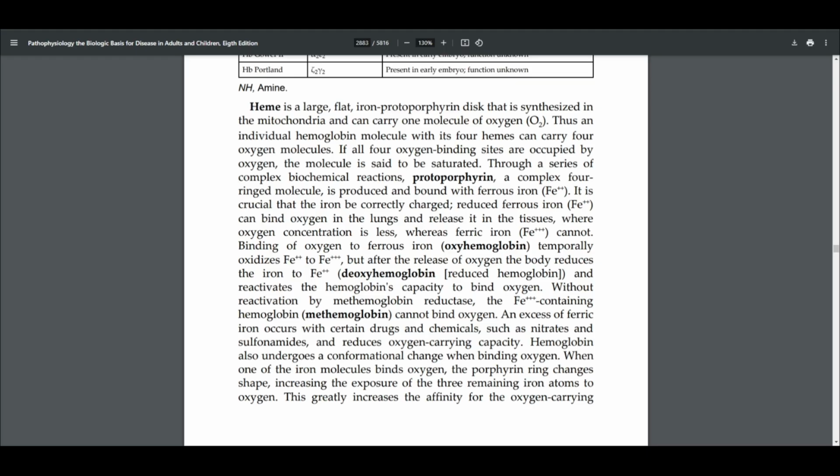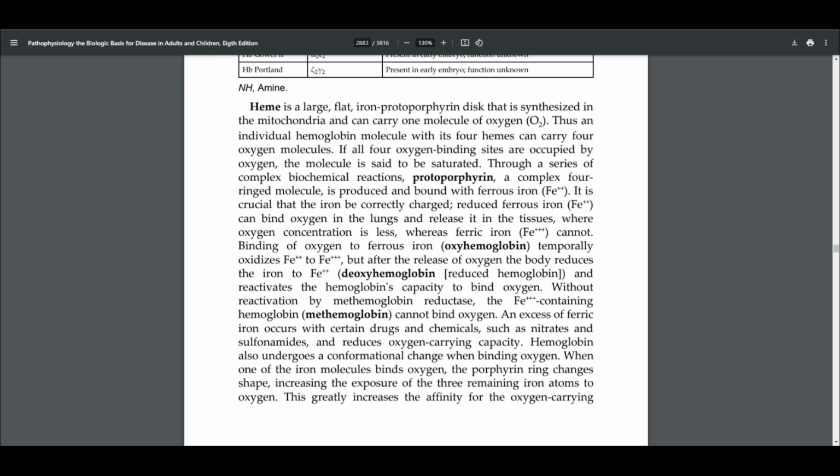Through a series of complex biochemical reactions, protoporphyrin, a complex 4-ringed molecule, is produced and bound with ferrous iron. It is crucial that the iron be correctly charged. Reduced ferrous iron can bind oxygen in the lungs and release it in the tissues, where oxygen concentration is less, whereas ferric iron cannot.